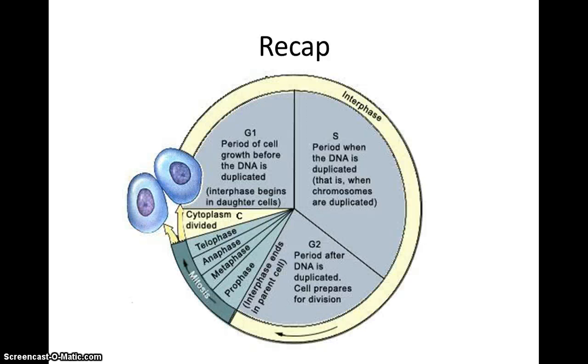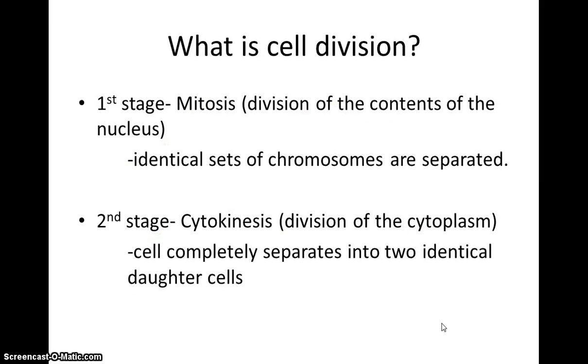So in S phase, remember the DNA got duplicated and we saw you kind of had double chromosomes. That gets separated during mitosis. So those identical sets of chromosomes we saw, they're going to get separated again during mitosis. And this just makes it so that DNA is consistent in each cell.